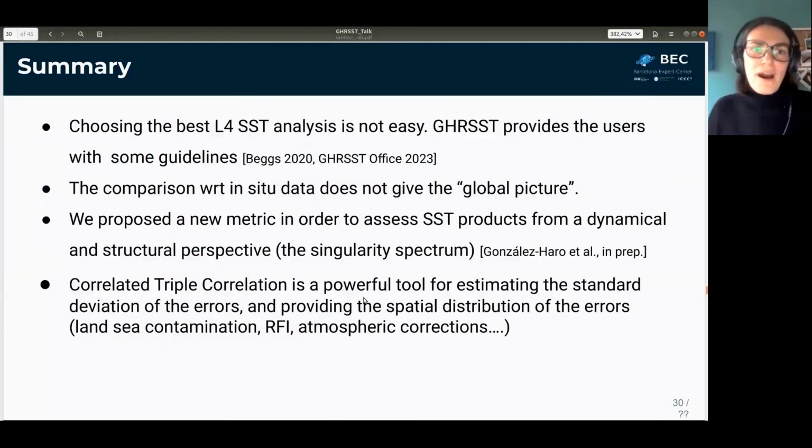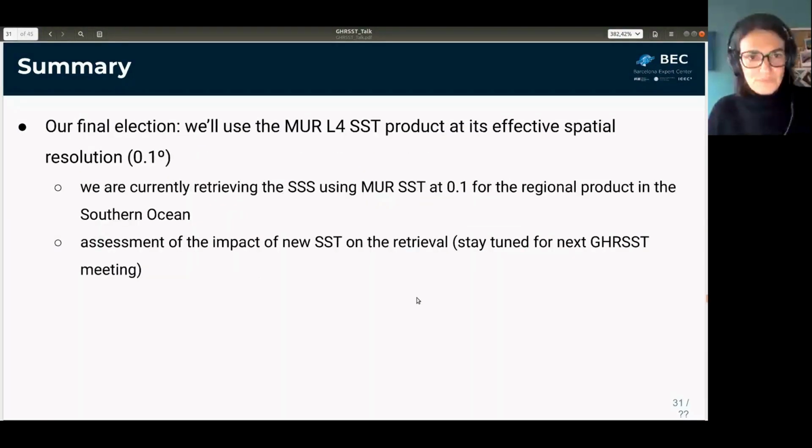So to sum up, as you have seen, choosing the best L4 SST analysis is not an easy task. Greece is now providing users with some guidelines, and you have the reference here. As I hope I have shown you, the comparison with respect to the in situ data does not give the global picture, and we are proposing here a new metric in order to assess the SST products from a dynamical and a structural perspective, which is the singularity spectrum. We have also shown the potential of the triple collocation for estimating the standard deviation of errors and providing the spatial distribution of the errors.